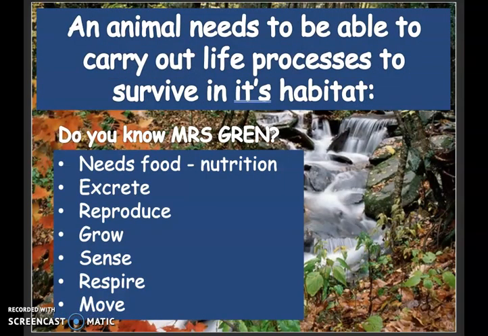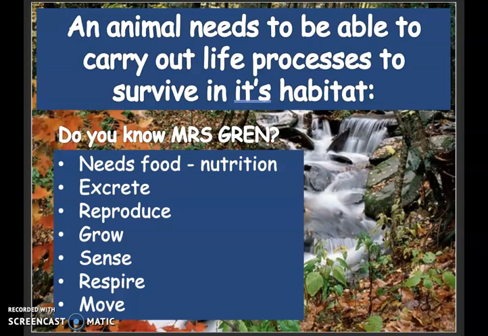Well, an animal needs to be able to carry out life processes to be able to survive in its habitat. And these life processes are the following. They're sometimes nicknamed Mrs. Gren or Mrs. Nerg, and they are the following. We have needs food, so that is nutrition. We have excrete. We have reproduce. We have grow, sense, respire, and move. And all of those signal a living organism.